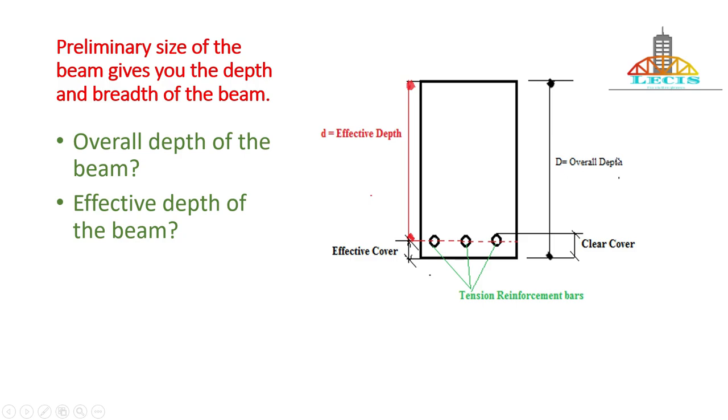Overall depth of the beam is the distance between upper edge and lower edge of the concrete section or beam section. Similarly, effective depth is the distance between upper edge and center of reinforcement of the section. The distance between the lower edge and center of reinforcement of the section is called effective cover.